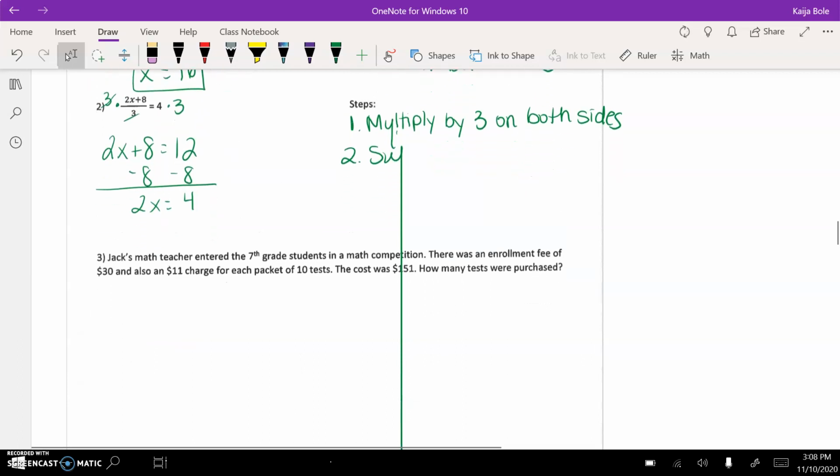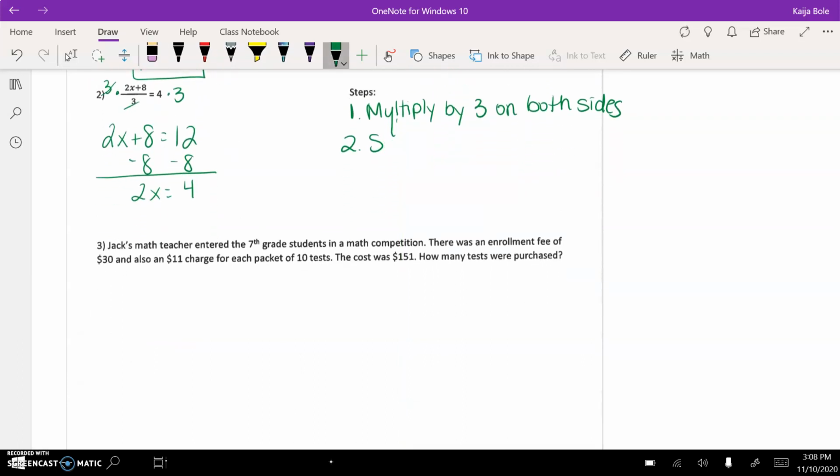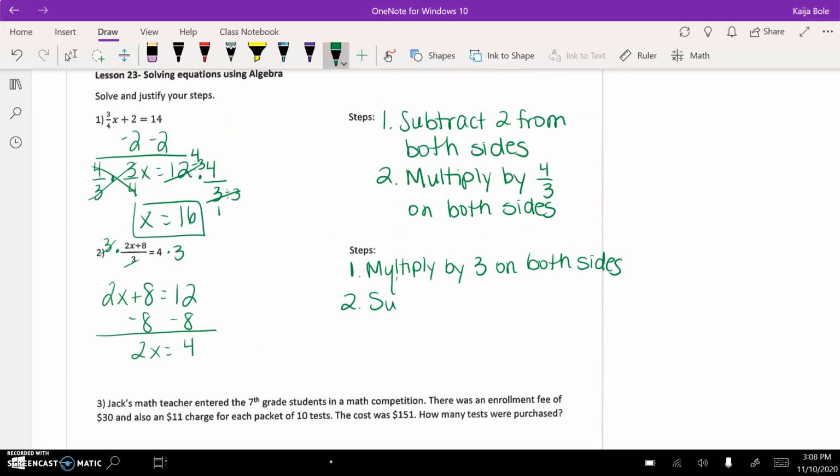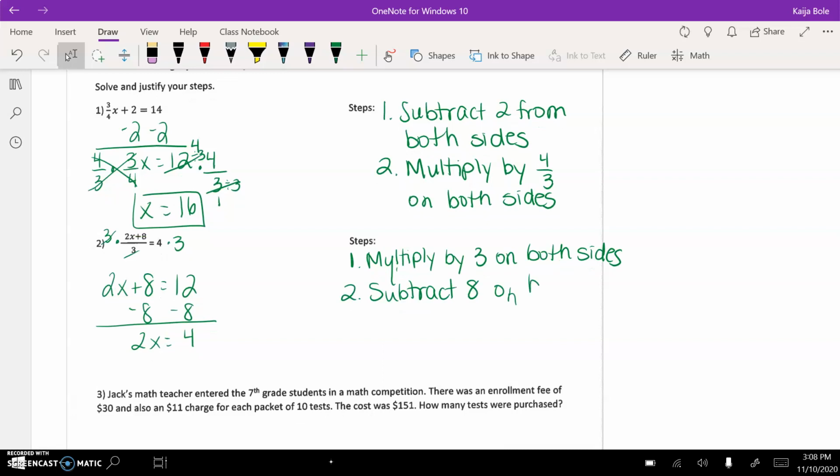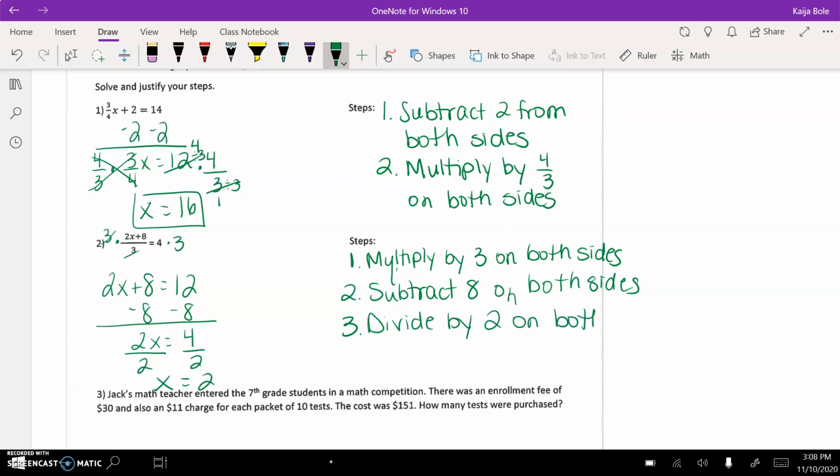Ooh, my pen's got a mind of its own. So subtract 8 on both sides. And then the last step would be to divide by 2 on both sides. So you should get x equals 2. So step 3, divide by 2 on both sides.